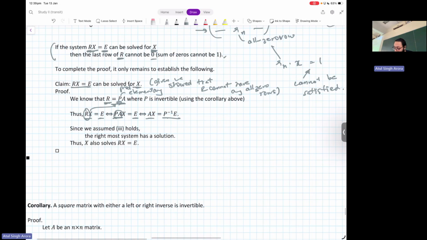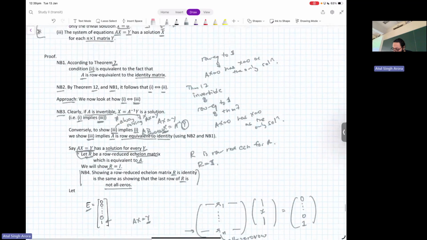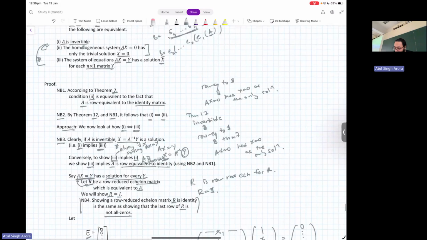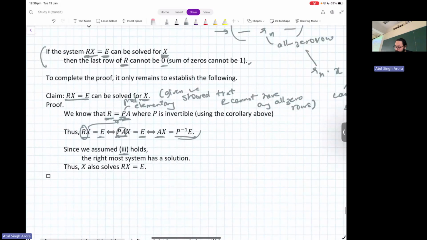Oh, sorry. Since we assumed that 3 holds, so since we know that AX equals Y has a solution, right, that was the premise. So we know that regardless of what you put here, it will have a solution, and this having a solution is equivalent to the first system having a solution, right, because they're all equivalent. Okay, so if there was an X that was satisfying this, it must equivalently also satisfy the first system. So it's kind of a long argument, but you can go back and look at it, and it should sort of check out. Any confusion?